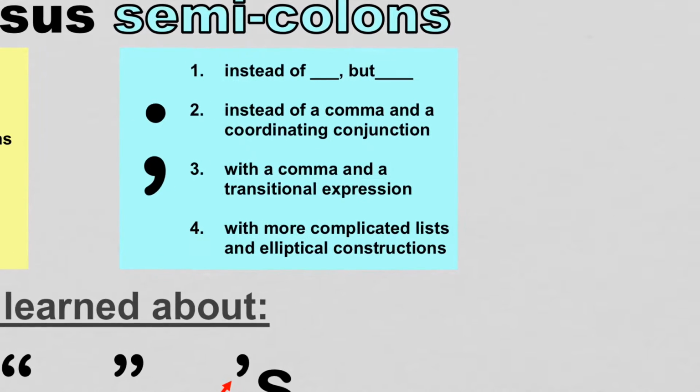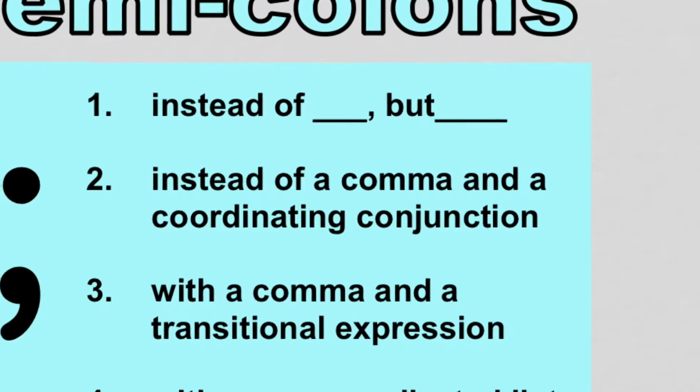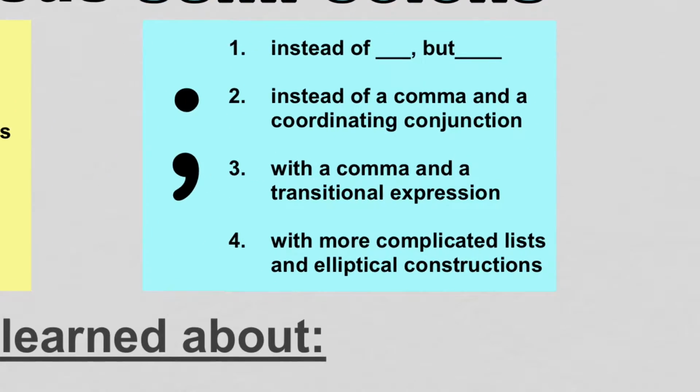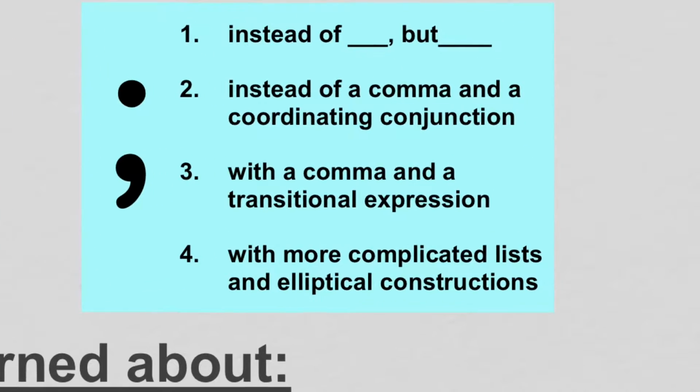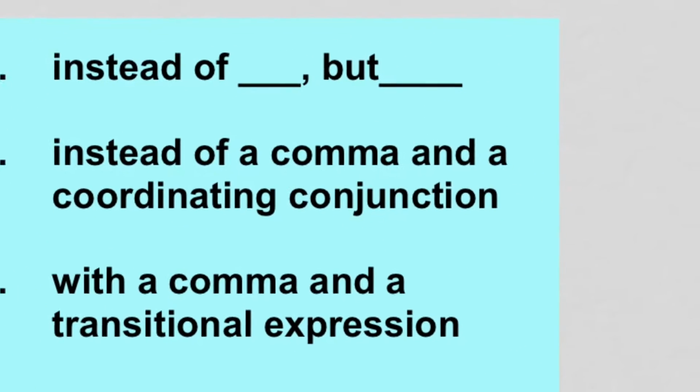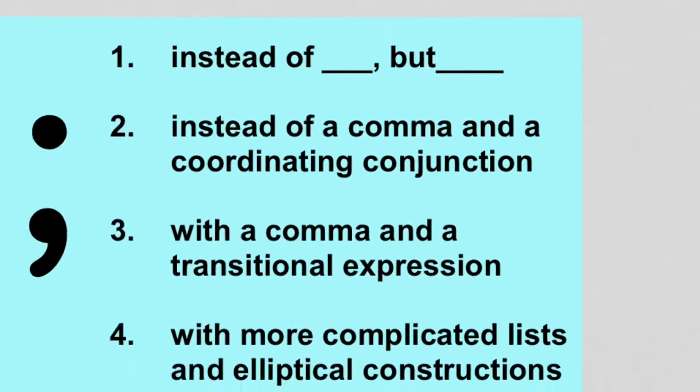Then when I tell you about semicolons, I will be talking about probably the most common use to start off with, which would be that instead of saying something with the word but in it, right, a comma, but, you could put a semicolon there. The second thing I will talk about is how you can use a semicolon instead of having a comma and a coordinating conjunction. So actually, what you see here with comma but, that's a comma with a coordinating conjunction.